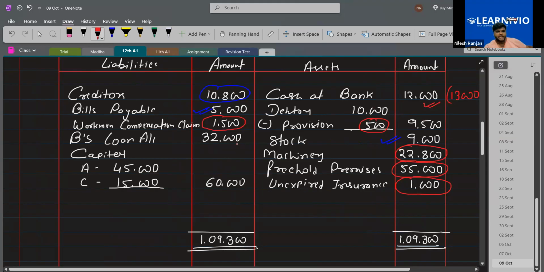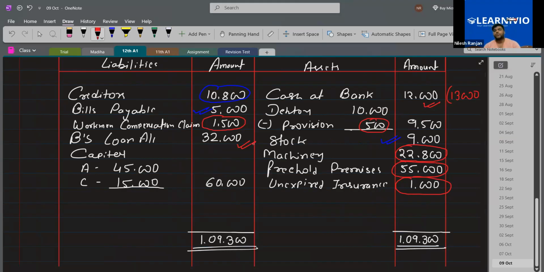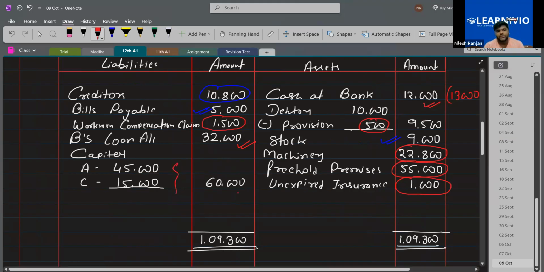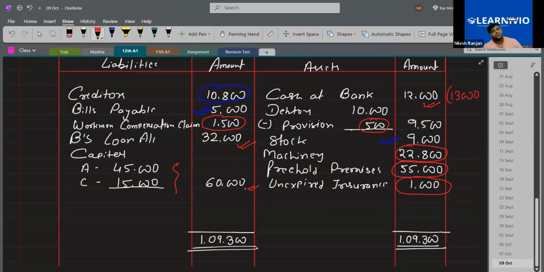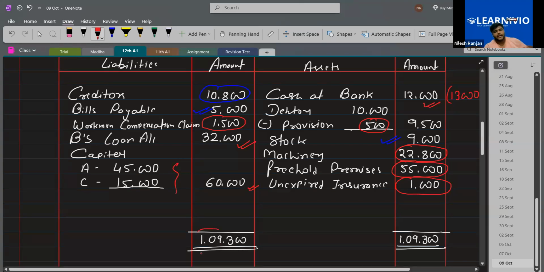After that, here is the B loan account, because after payment of 5,000, B's capital account balance was 32,000, which is transferred to his loan account. The capital account is the amount of proportionate capital, so 60,000. This is given in the question, the new capital of the firm. So after that, we have totaled it, and both side totals are 1,09,000.